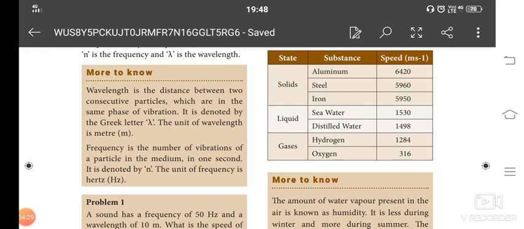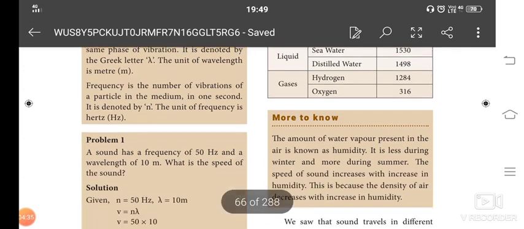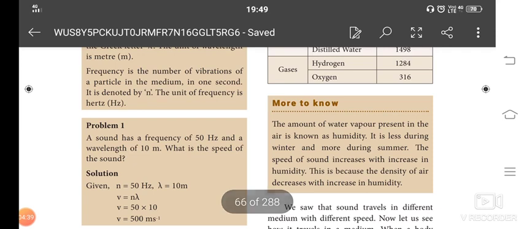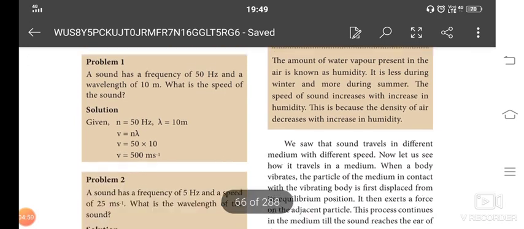Frequency is the number of vibrations of a particle in the medium in one second. Once again, it is denoted by n. The unit of frequency is Hertz. Based on this, we have a problem. A sound has a frequency of 50 Hertz and a wavelength of 10 meters. So V equal to n lambda, we already know. We are going to find out V. So 50 into 10, 500 meters per second.